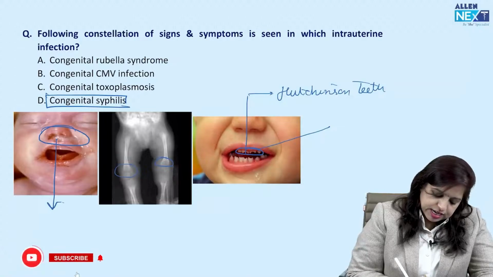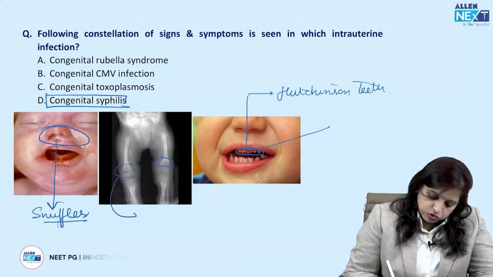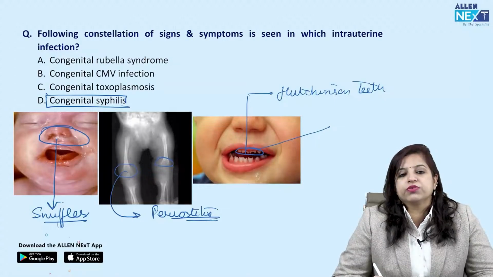This is the first sign of congenital syphilis, which is known as snuffles. And this is what you are seeing as periostitis. Periostitis is again a feature of congenital syphilis, which you need to remember, right?